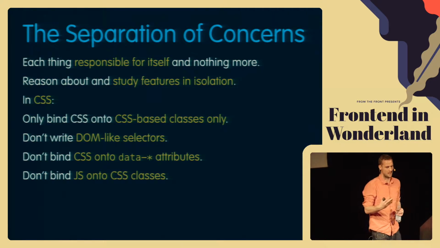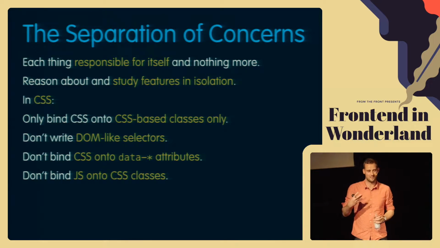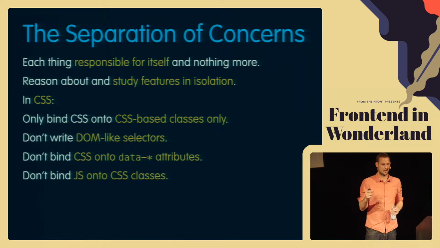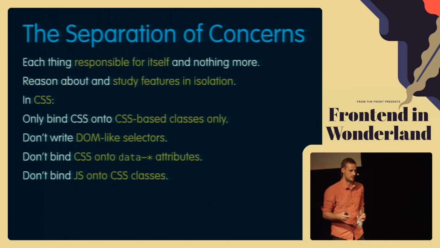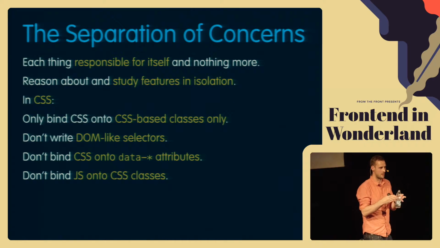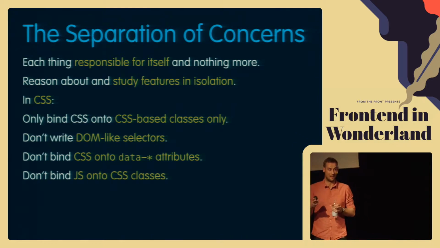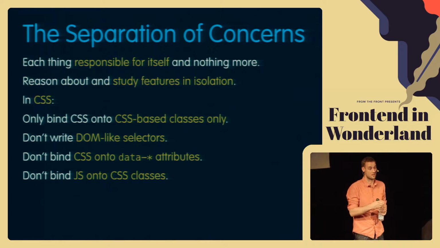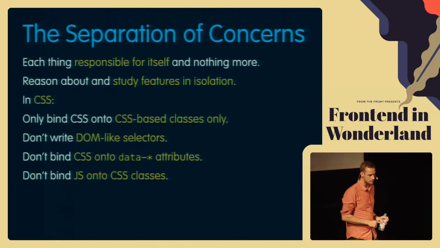In CSS, we can apply this very, very literally. It could be a case of only bind our styles onto CSS-based classes. So don't style around DOM-based selectors. Don't put HTML into your CSS selectors because that means you can't change your markup without worrying about also breaking the styling. It means you can't necessarily change your styling without also having to be aware of your HTML. The separation of concerns trains you to have to think about one thing whilst ignoring everything else.